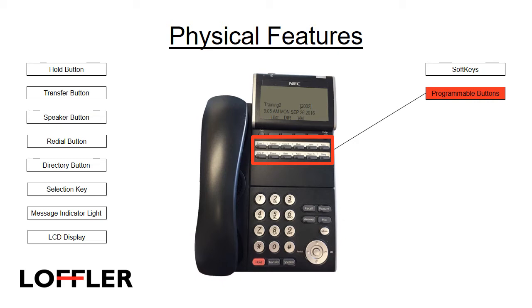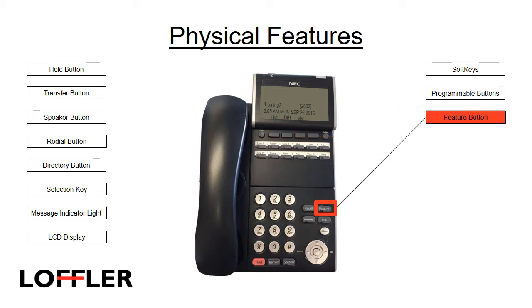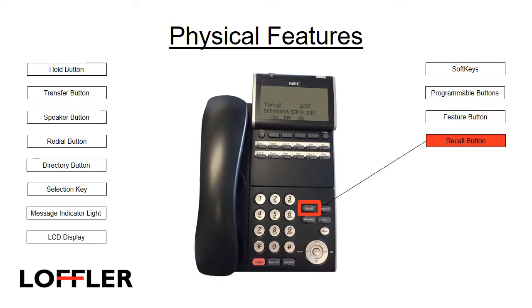The programmable buttons are used for a variety of telephony features such as lines, speed dials, call appearances, headset, or park. The feature button is used occasionally to access telephony feature setup. The recall button provides fresh dial tone while connected with outside lines.